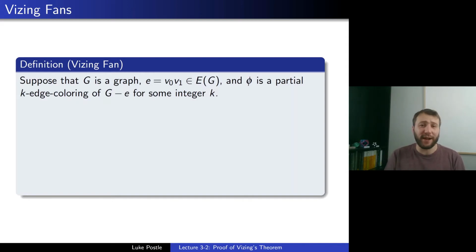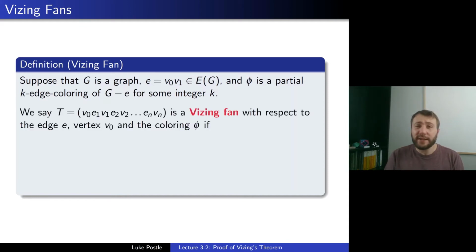So here, what is a Vizing fan? Suppose that G is a graph, and I'll give you an edge e, and I'll do a picture in a second, v0 v1 in G, and I give you a partial coloring phi, and it's going to be a k-edge coloring for some integer k, of G minus e. So imagine we're trying to prove Vizing's by some induction. We delete e, we get a coloring of G minus e, and now we want to extend it. So Vizing fans will help us to understand when we maybe can't do this.